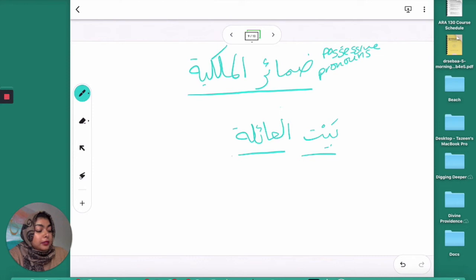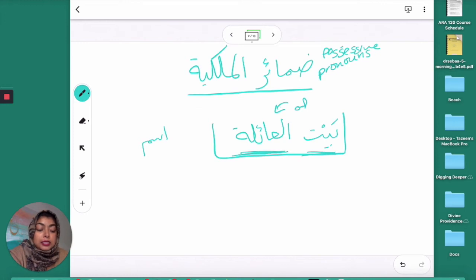And then you have the word after it, which is also a noun. We call it ism. Ism, when I say ism, it means noun. Ism ma'rifa. So this is a definite noun because it has alif lam. So when we have this structure together, that's going to mean house of the family. Right? So you have your noun and then whose it is. بيت العائلة. Now when we're talking about ضمائر الملكية, right? Like this. ضمائر الملكية is the same structure as إضافة in that you have an indefinite noun and then you're adding something to the end that's definite.